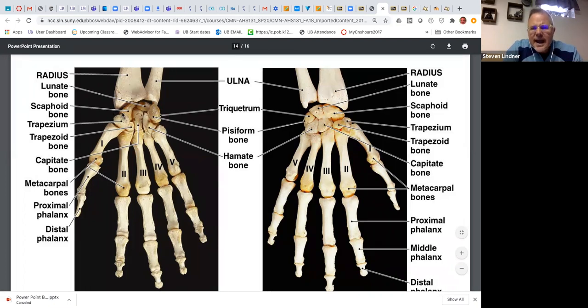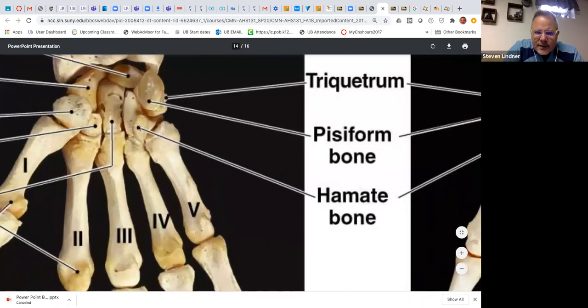So scaphoid, lunate, triquetrum, and the pisiform. The next row, starting from lateral to medial, here's 1, 2, 3, 4. It's trapezium, trapezoid, capitate, and hamate. The hamate has a little hook off of it. This right here is actually the hook of the hamate.